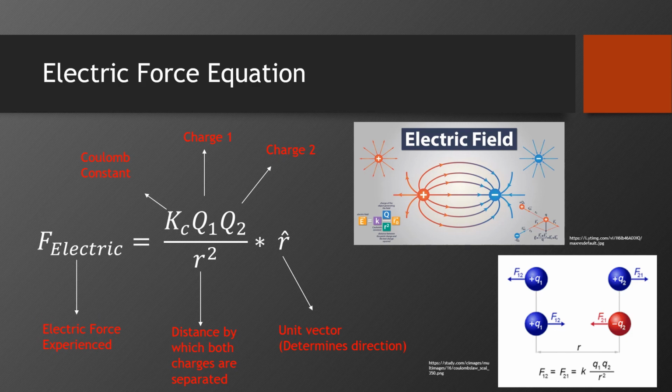The picture on the right shows the electric field, so basically if I were to place a positive test charge anywhere near these particles, the arrows indicate which direction the positive charge will go. And the picture below that represents the electric forces that are experienced given the charges of each individual particle.